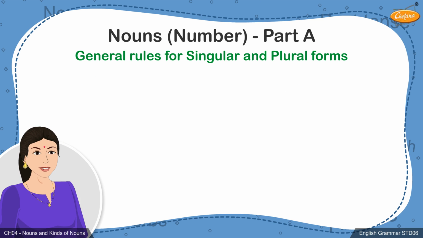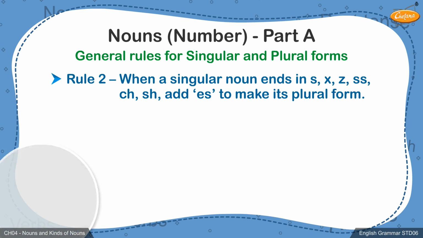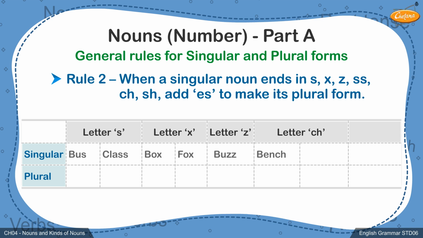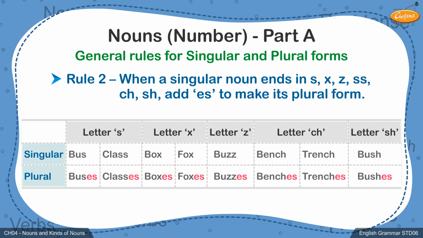Now, we move on to rule number 2. We may use nouns ending with letter S, like bus, class; letter X, like box, fox; letter Z, like buzz; letter CH, like bench, trench; letter SH, like bush. We add ES to such nouns to make them into plural nouns.